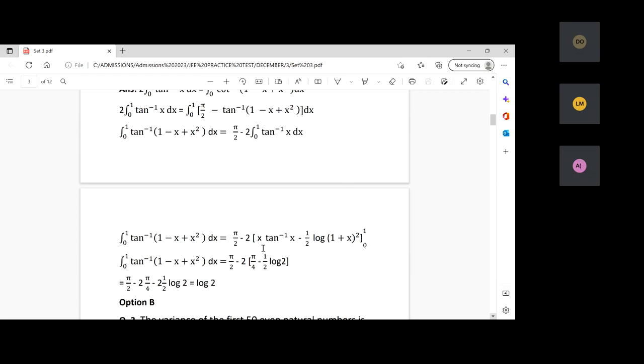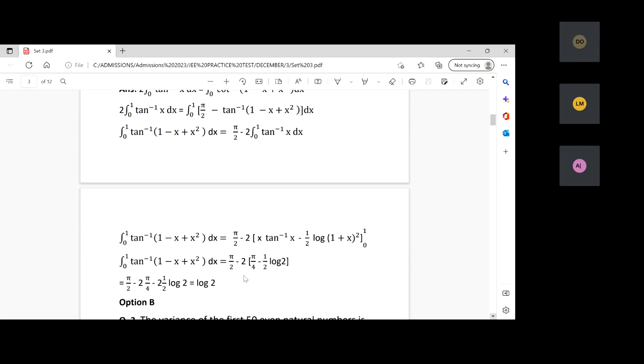So how will this term look? It will be x into tan inverse x minus 1 by 2 into, this term will actually be the integral of 0 to 1 of 2x by 1 plus x square, so you have to write this as log of 1 plus x square, and the limit is from 0 to 1. Now you can simply apply the limits. So this term will be pi by 4 minus 1 by 2 into, this term will be log 2 minus 0.